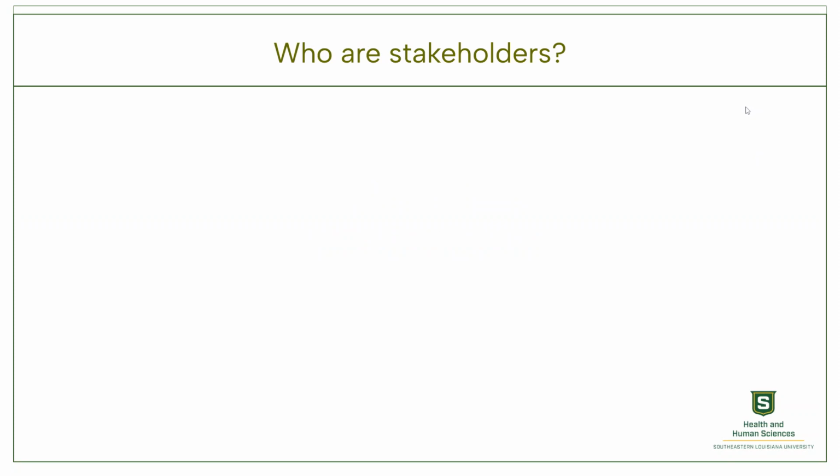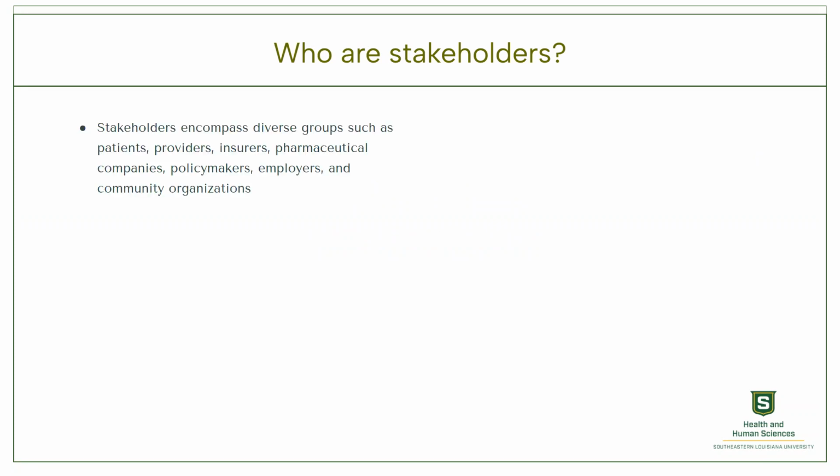So, who are stakeholders? I touched on this in the first module, where I gave you an overview of the U.S. healthcare system, and I explained the different stakeholders in the U.S. healthcare system. We have patients, we have providers, we have insurance, we have pharmaceutical companies, and a whole bunch of people.